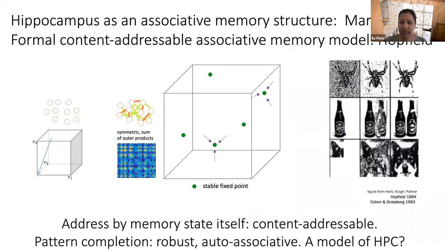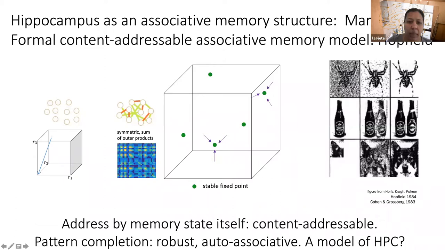So just a historical note, which is that some of the very influential models and ideas around associative memory in the brain have come from two sources. One is from David Marr, who proposed that we can think about the hippocampus and its particular architecture as a structure for associative memory. Shortly after, Hopfield proposed a formal model for content-addressable associative memory in the brain. And this is a model that's familiar to many of you in the audience.